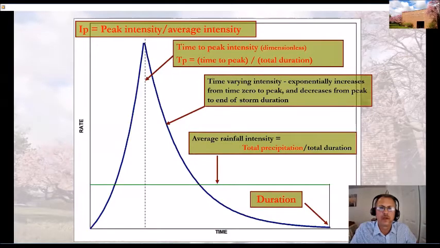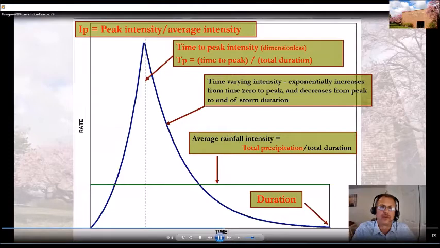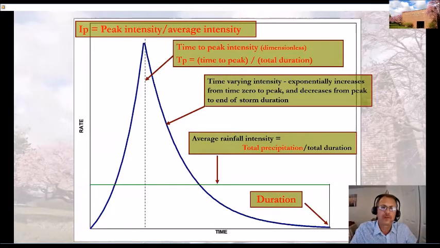This graph just shows a hypothetical double exponential storm where we have time to peak shown as this time over the total duration, the IP, which is the peak intensity over the average intensity. We have time varying rainfall, and the average intensity is the total precipitation divided by the total duration of the storm.